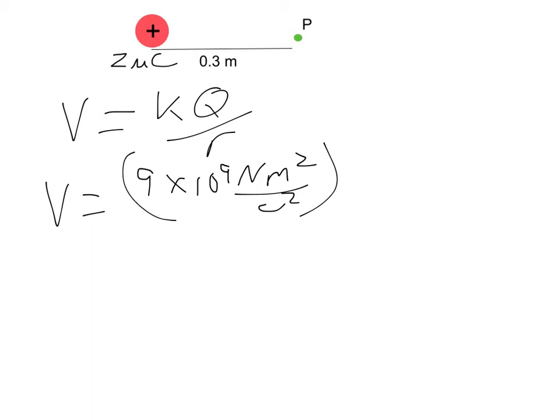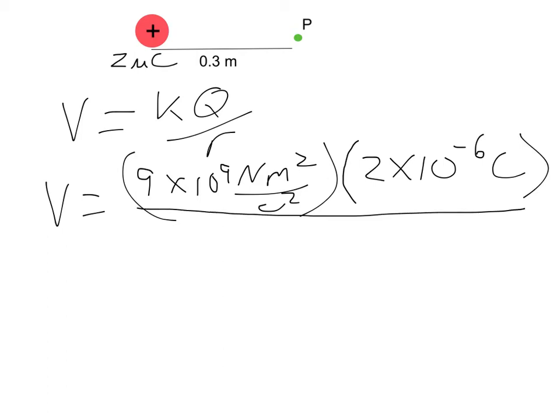In order for my equation to return a correct value, I do need to represent that number in coulombs, which means I need to convert. So 2 times 10 to the negative 6th power coulombs is equivalent to 2 microcoulombs. And I'm going to divide that by the distance to point P, which is 0.3 meters. And since the distance is already given in meters, there's no need to do that conversion.